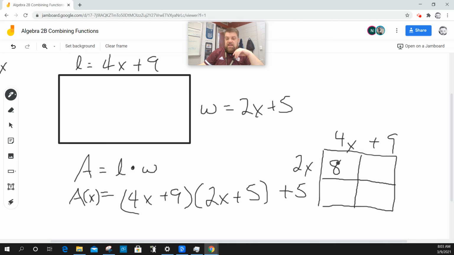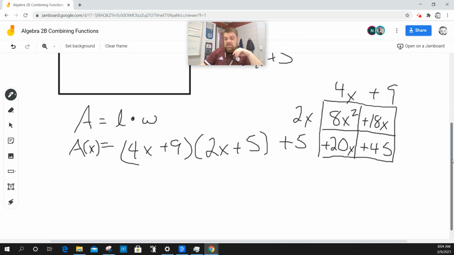2 times 4 is 8. x times x is x squared. 9 times 2 is 18, tack on the x. 4x times 5 is 20x, a positive 20x. And then 5 times 9 is 45.